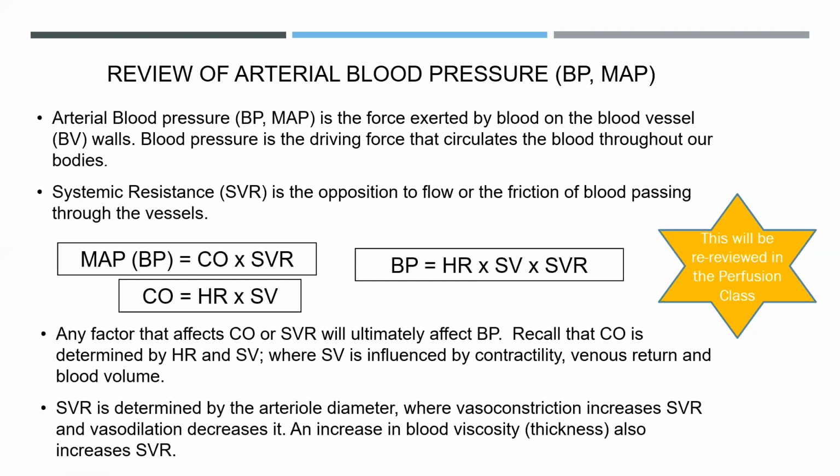So it's important to remember that cardiac output is determined by heart rate and stroke volume, where stroke volume is influenced by contractility, venous return, and blood volume. And when we look at systemic vascular resistance, it's determined by the arterial diameter, where vasoconstriction increases systemic vascular resistance and vasodilation decreases it. So an increase in blood viscosity or thickness also increases systemic vascular resistance.